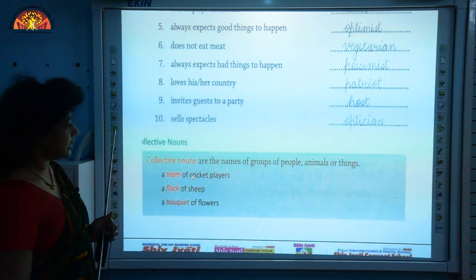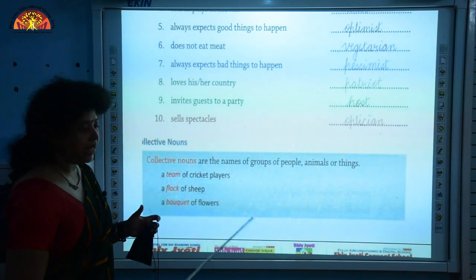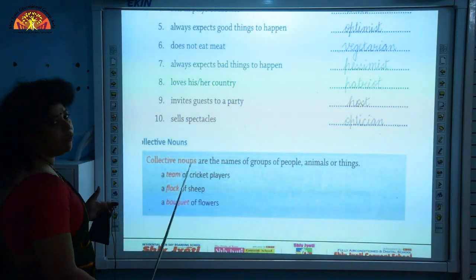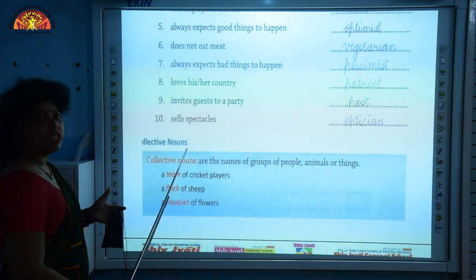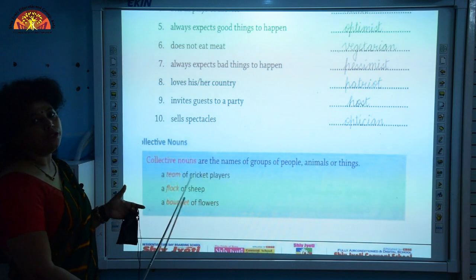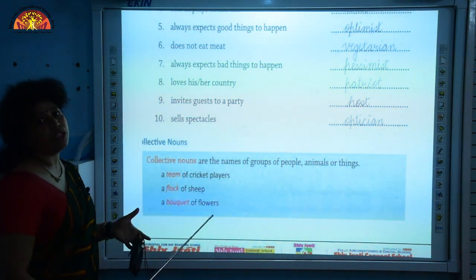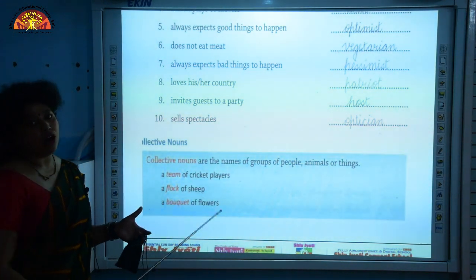Let's take a few examples of collective nouns. You have a group of cricket players. So, such a group is called a team of cricket players. Similarly, a group of sheep is named a flock of sheep. Similarly, a collection of flowers or a group of flowers is named a bouquet of flowers.